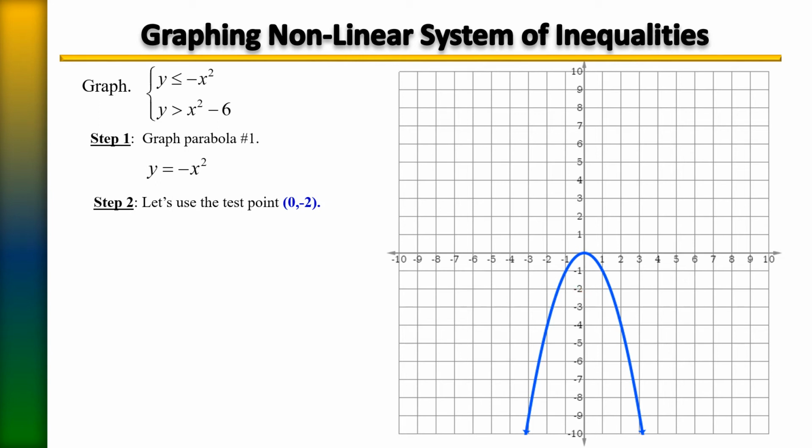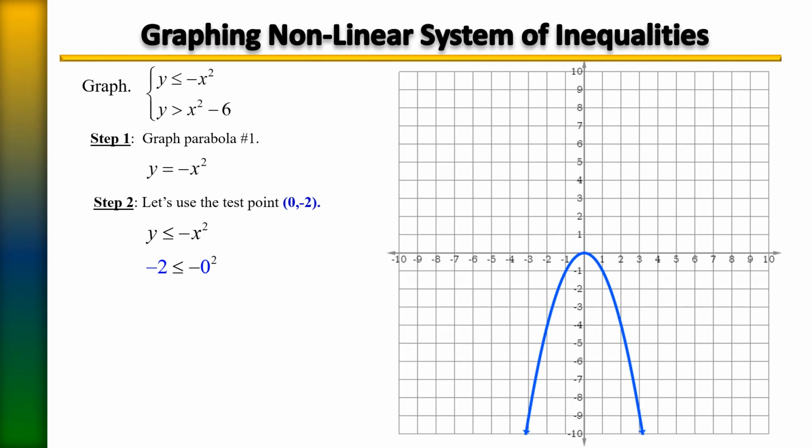We're going to use the test point method. I know you can use another method, but we're going to use that method. So that means we're going to remove x and replace it with 0, remove y and replace it with -2. So we're going to go ahead and do that. On the right side, you have -0 squared.